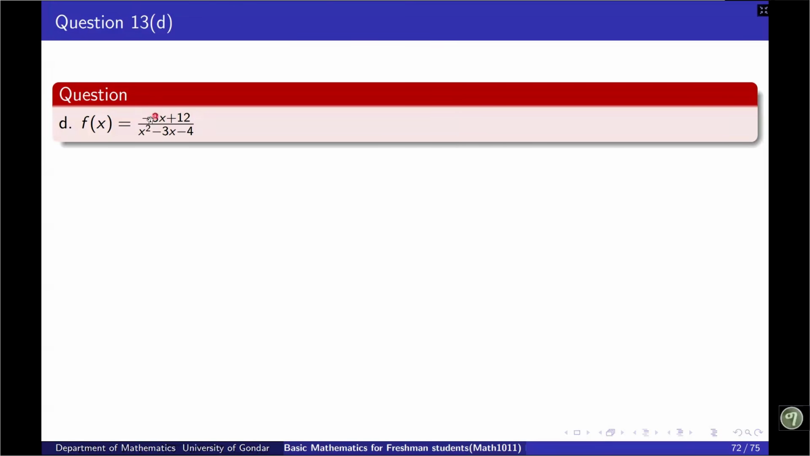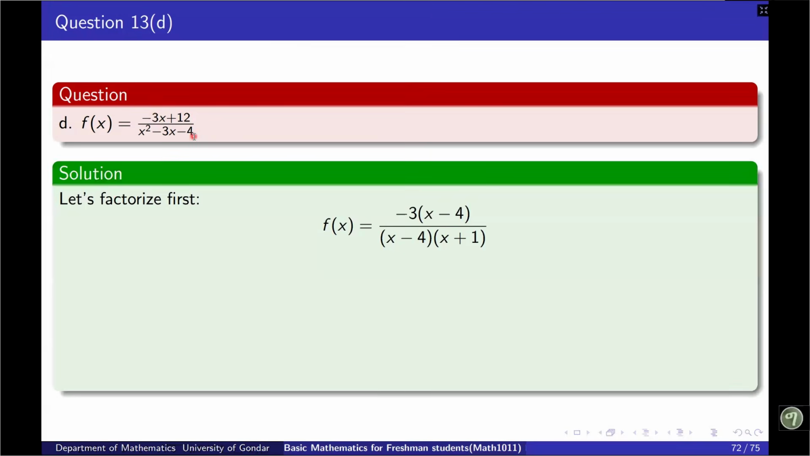The last one could be the rational function (minus 3x plus 12) over (x squared minus 3x minus 4). Here, first, let's factorize again. f of x equals negative 3 times (x minus 4), and the factorized form of x squared minus 3x minus 4 could be (x minus 4) times (x plus 1). So we have x minus 4 and x minus 4, they can be cancelled. Therefore, at x equals 4, the graph will have a hole like that of the previous one. So the domain: x must be different from 4 and negative 1.